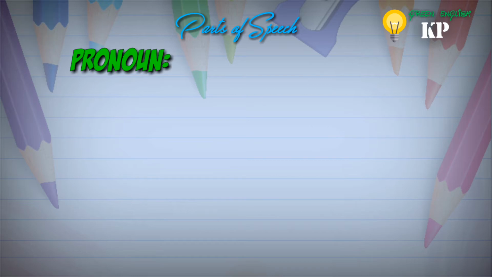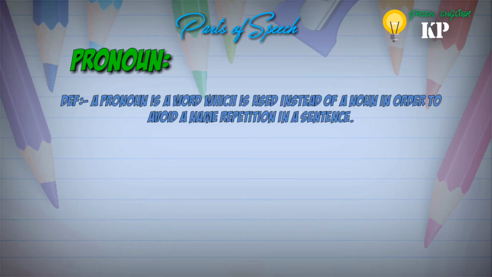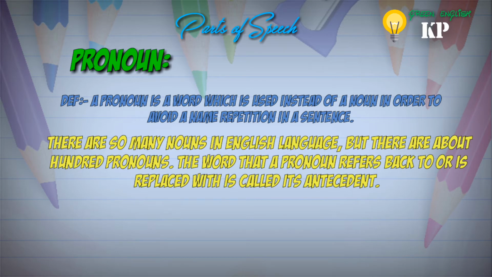Pronoun. A pronoun is a word which is used instead of a noun in order to avoid name repetition in a sentence. There are so many nouns in the English language, but there are about 100 pronouns. The word that a pronoun refers back to, or replaces, is called its antecedent. Remember, the main purpose of using a pronoun is to avoid name repetition in a sentence and make that sentence clear and smooth.